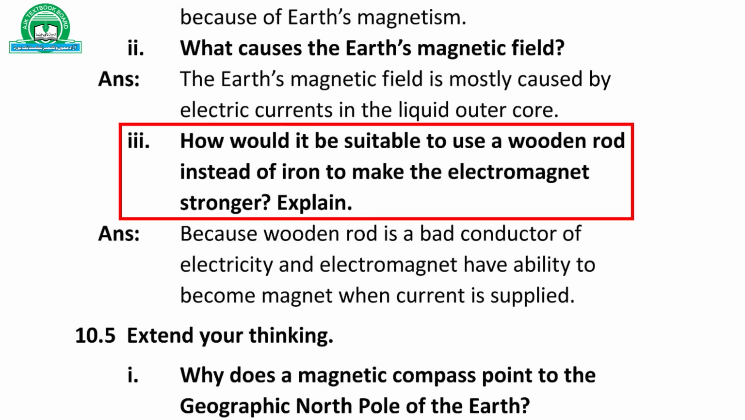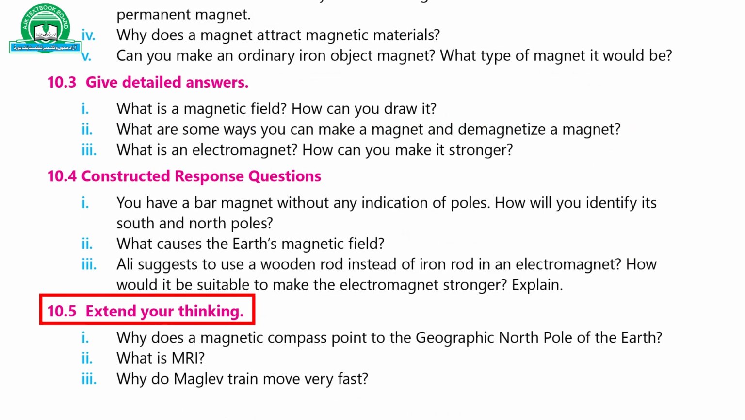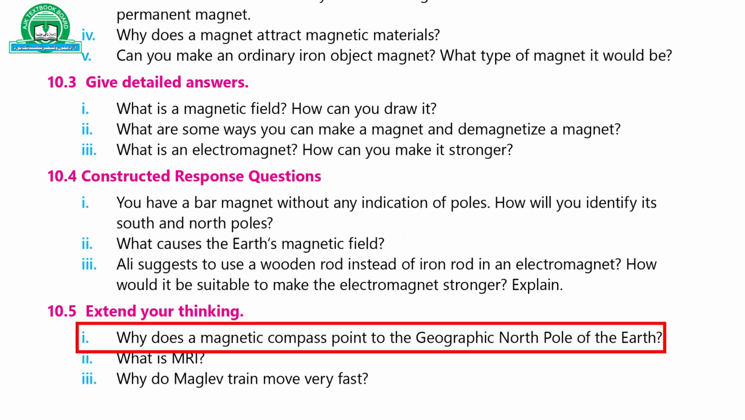How could it be suitable to use a wooden rod instead of an iron rod to make an electromagnet stronger? Because a wooden rod is a bad conductor of electricity, and an electromagnet has the ability to become a magnet when current is supplied. Extend your thinking. Why does the magnetic compass point to the geographic north pole of the Earth?